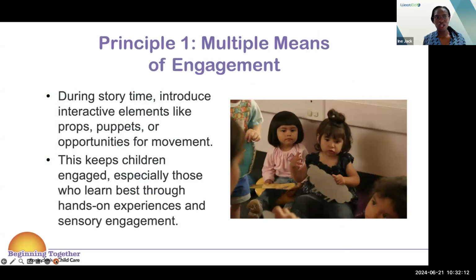But we're going to go into the first principle, and that is multiple means of engagement. And I'm going to connect it a little bit to literacy and then a little bit to math, just because we know that math at this age is not as clean cut as it is in older ages. So it's more of exploration, it's more of discovering, it's more of these concepts.